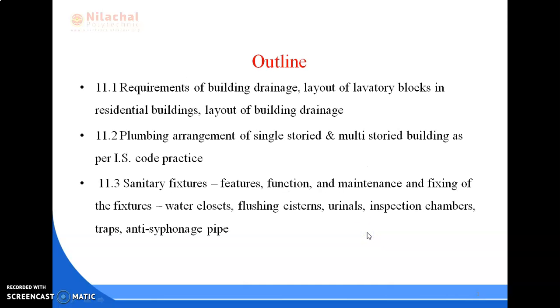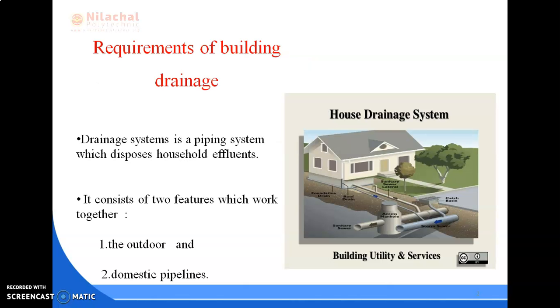This is the outline of this chapter. So let us discuss the different requirements of building drainage. Before discussing the different requirements of a building drainage, first let us discuss what is house drainage or building drainage and why the drainage system of a building is necessary for us.